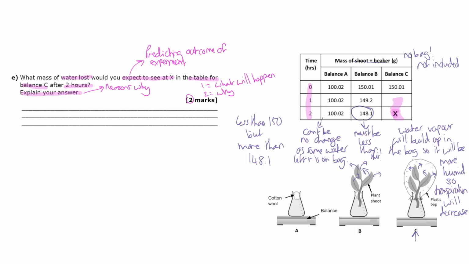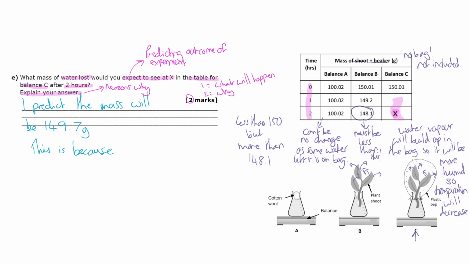And then our explanation is obviously going to be based around the fact that we're having a bag that's making it more humid, we're losing less water. So I predict the mass will be 149.7. It could ask you to put that in the box. You can just write 149.7, but make sure you've got the grams on there because that's the units. But that's what I'm going for. I've picked my number that's in between 150 and 148.1.